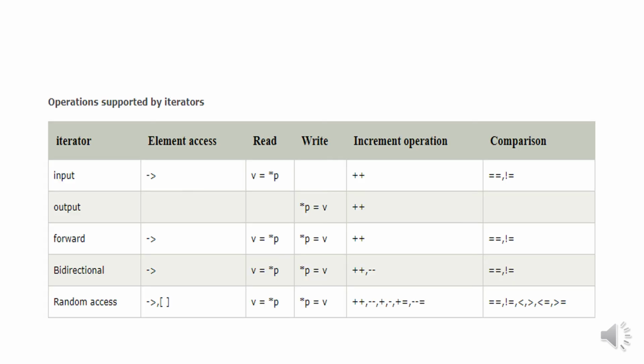So these are the operations which are supported by iterators. First, input: that will read, not write. Here we use the increment operation plus plus, and we use the two operators equal to and not equal to. Output: that will only write, not read, and goes in one direction. That's why we use only the increment operation. Here it does not support any comparison operator.